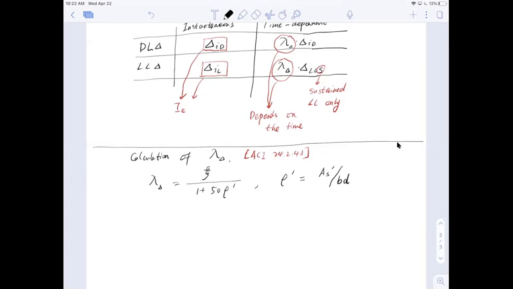Okay. So AS prime is the area of the compressive reinforcement. In this equation, rho prime is the reinforcement ratio. The other parameter, epsilon, or Kc I think, is a Greek letter, and this is the time-dependent coefficient. As a matter of fact, you can find this in a table in 24.2.4.1, and then it will show you a table like this.